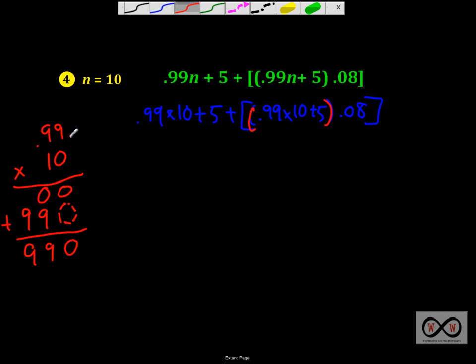Think about how many places till our decimal. 1, 2, 1, 2 until the decimal point. There it is. $9.90 would be the total, really, for both. So let's just handle that right now.